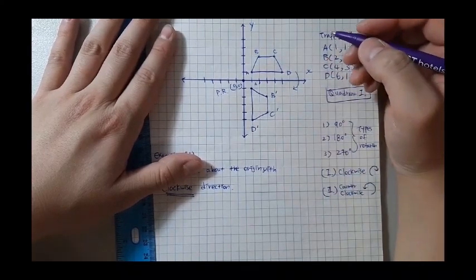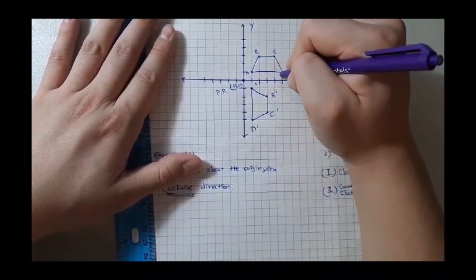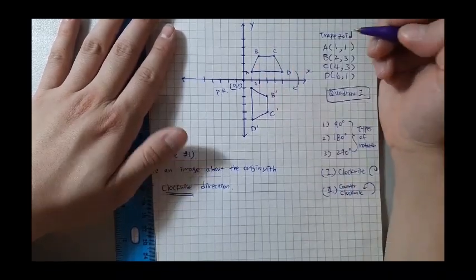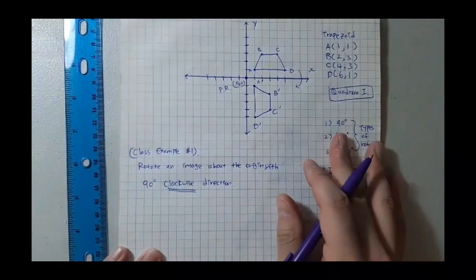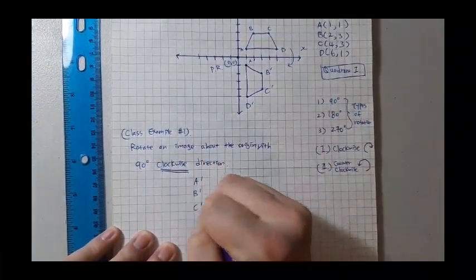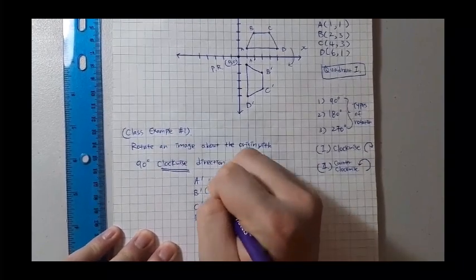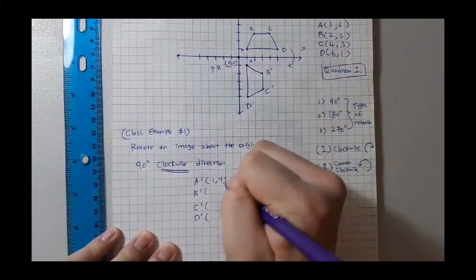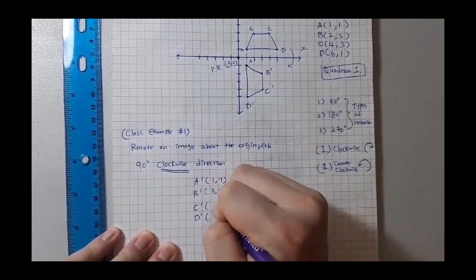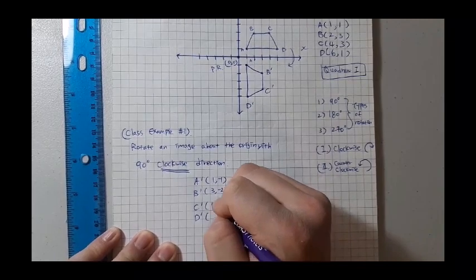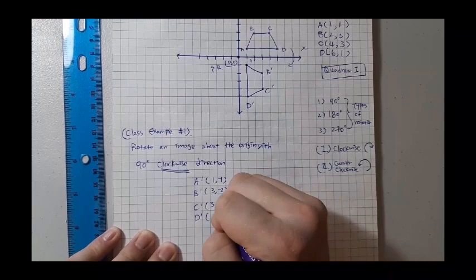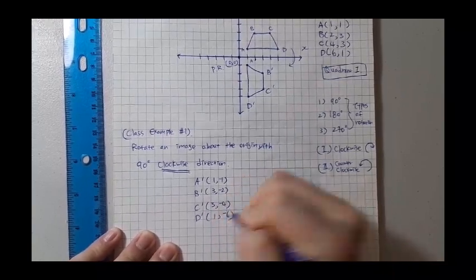Now we have our new location, and as you may notice, the whole thing from quadrant number 1 is now located at quadrant number 4. And we are going to write down its new coordinates: A prime, B prime, C prime, D prime. A prime was 1 and negative 1. B prime is 3 and negative 2. C prime is 3 and negative 4. D prime is 1 and negative 6.